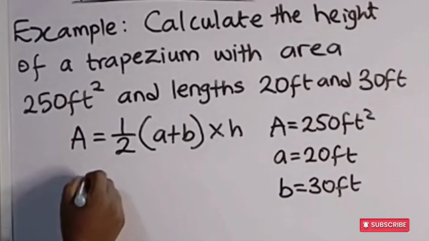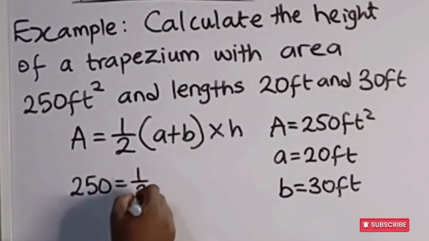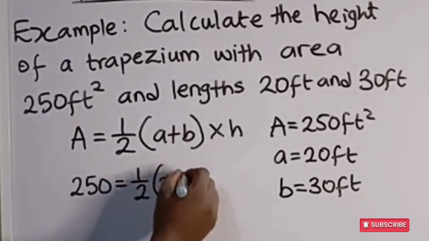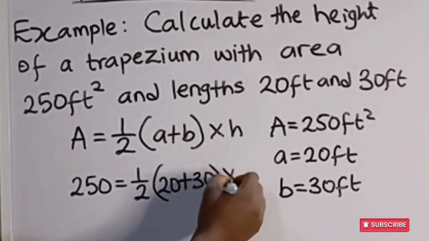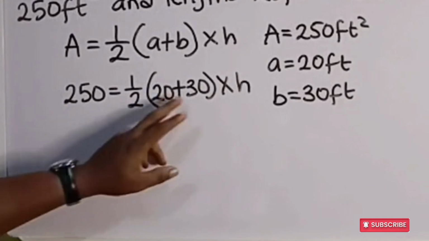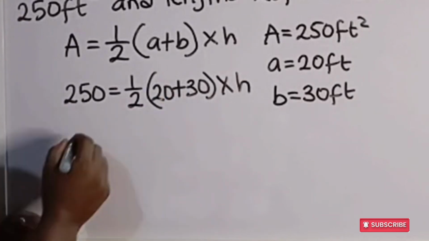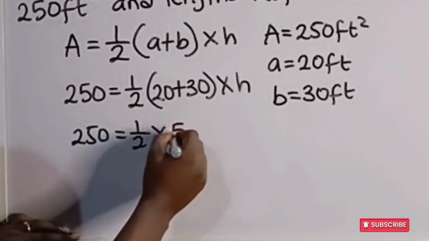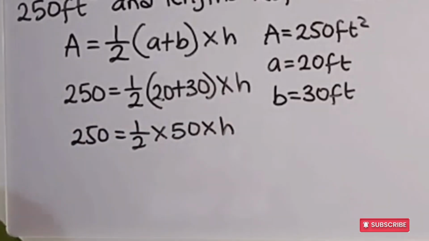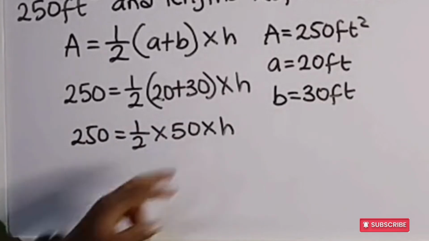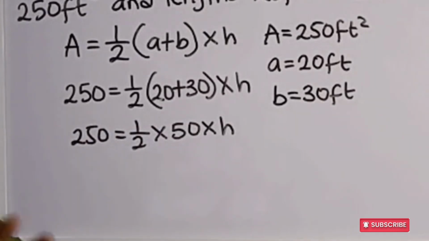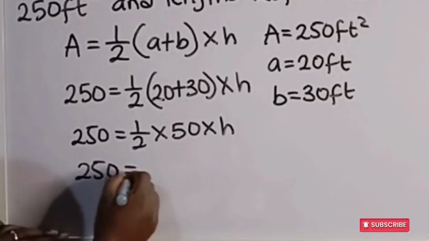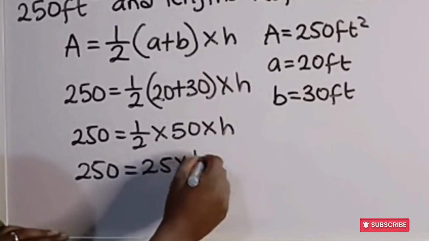So 250 is equal to half times 20 plus 30 multiplied by the height. So 20 plus 30 is going to give us 50. So we have 250 is equal to half times 50 times h. What's half times 50? Half of 50 is 25. So we have 250 is equal to 25 times h.